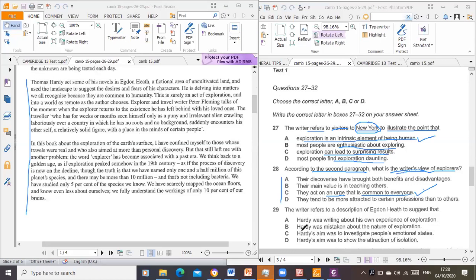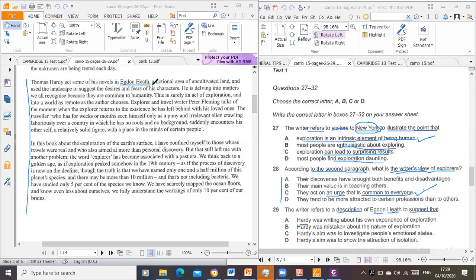Now, the writer refers to a description of Egdon Heath. So the writer refers to a description of Egdon Heath to suggest that what? Definitely I'm looking for the name of a place, that is Egdon Heath. What did he suggest? Thomas Hardy, don't forget that. He's talking about Hardy in all the options. So Thomas Hardy set some of his novels in Egdon Heath.